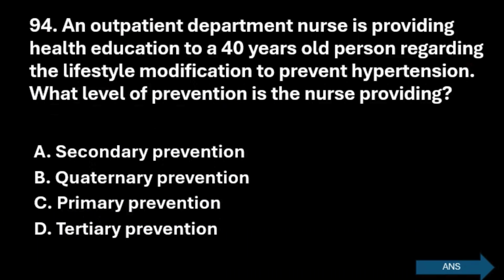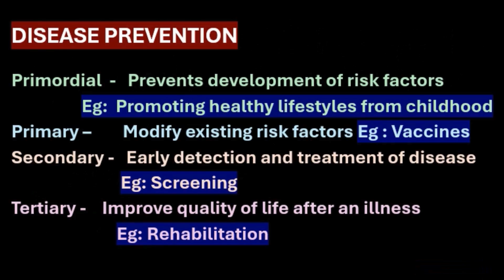Next question. An outpatient department nurse is providing health education to a 40-year-old person regarding lifestyle modification to prevent hypertension. What level of prevention is the nurse providing? Option A, secondary prevention. Option B, quaternary prevention. Option C, primary prevention. Option D, tertiary prevention. The right answer here is option C, primary prevention.